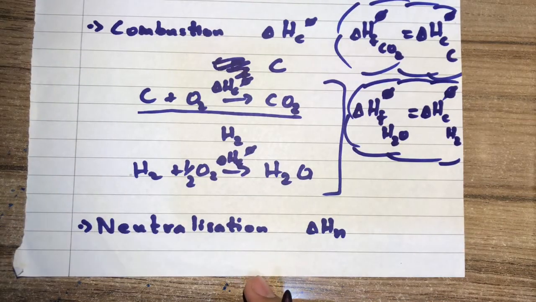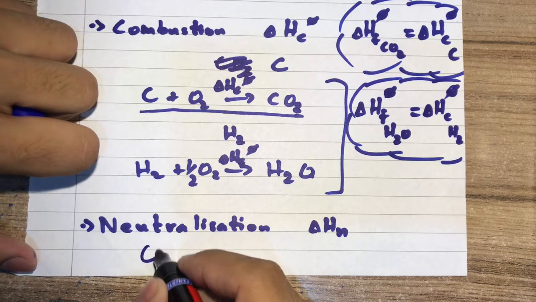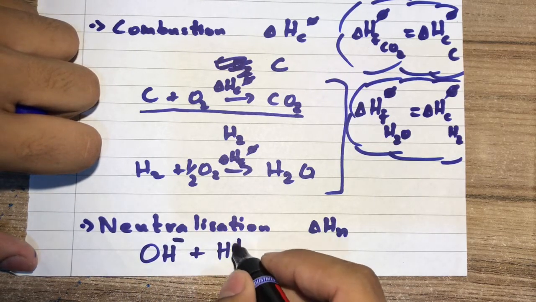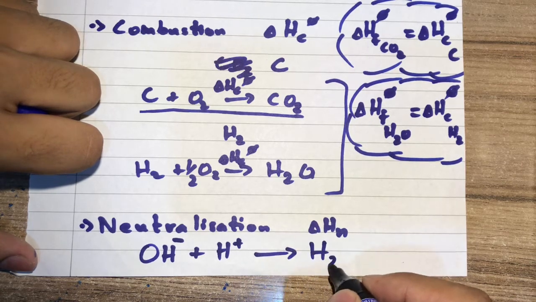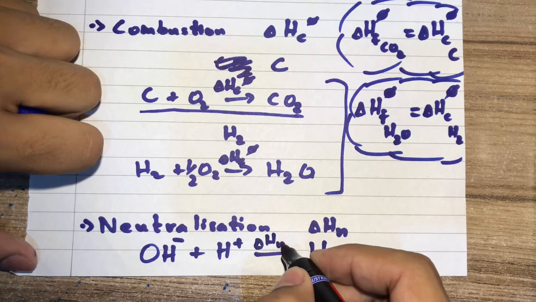The last enthalpy change is the enthalpy change of neutralization. It is defined as the enthalpy change that occurs when an acid and an alkali react to give 1 mole of water. And for this, the basic example could be the ionic equation for neutralization. This forms 1 mole of water. So the enthalpy change over here is delta Hn.